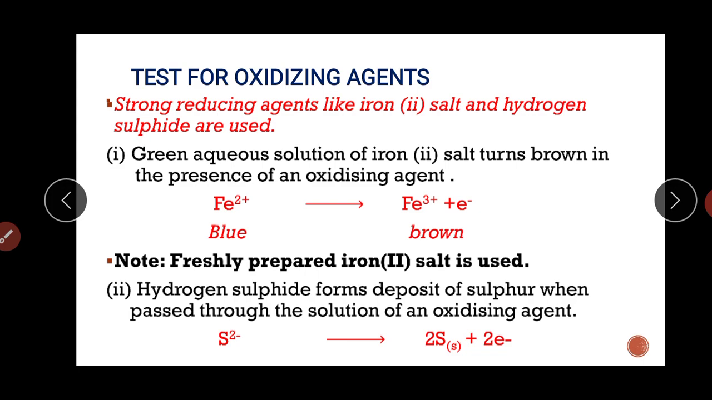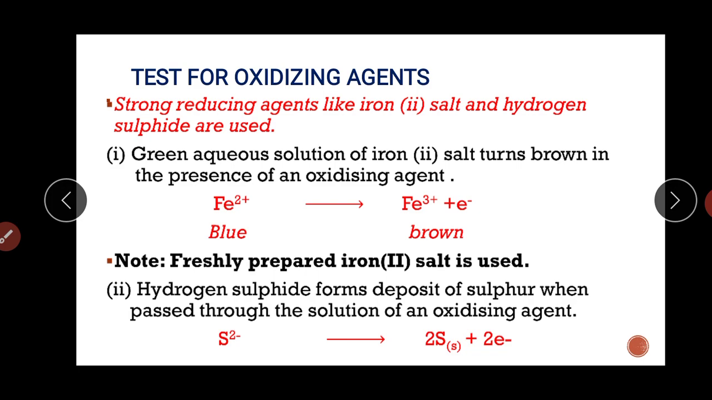If you want to test, this is a typical test. Whenever you have iron 2 and you add any substance to it, and the green color of iron 2 turns to brown, it actually means that that particular substance is an oxidizing agent. But otherwise, that material is not an oxidizing agent.